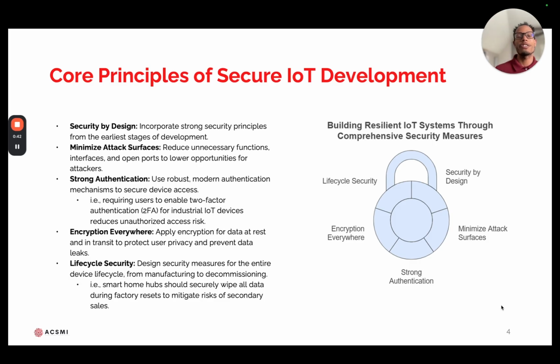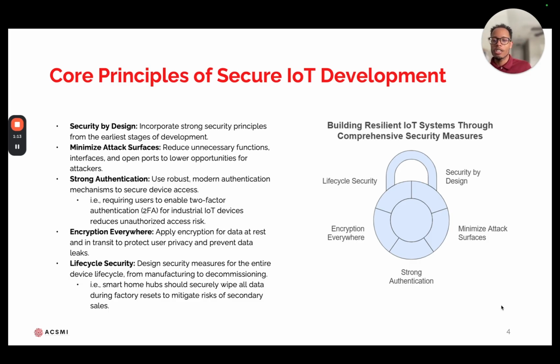So, core principles of securing IoT development. We want to start with security by design. I talked about before that a lot of times that's not the case. But more and more organizations are pushing out more and more IoT devices with this in mind, that security by design is implemented at the early stages of development within the software. It pretty much enables us to minimize that attack surface. We want to reduce unnecessary functions and the interfaces that are open. Open ports, we want to close them if they're not needed, because these are just low-hanging fruit for attackers.